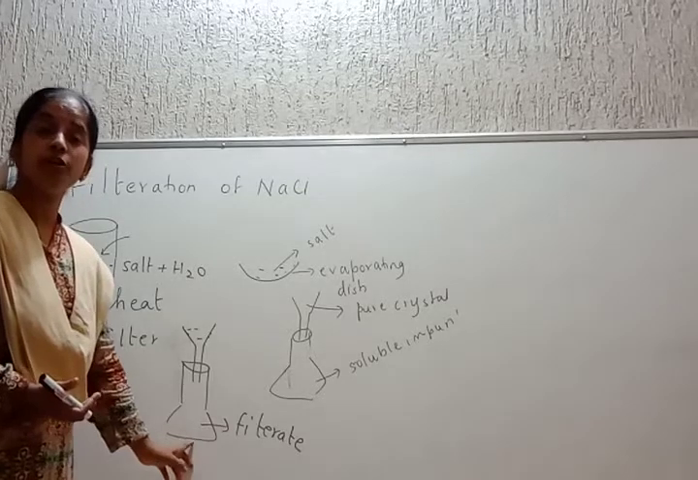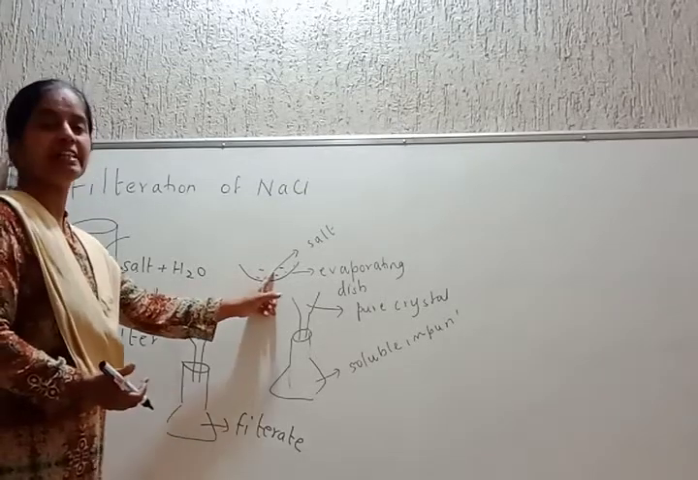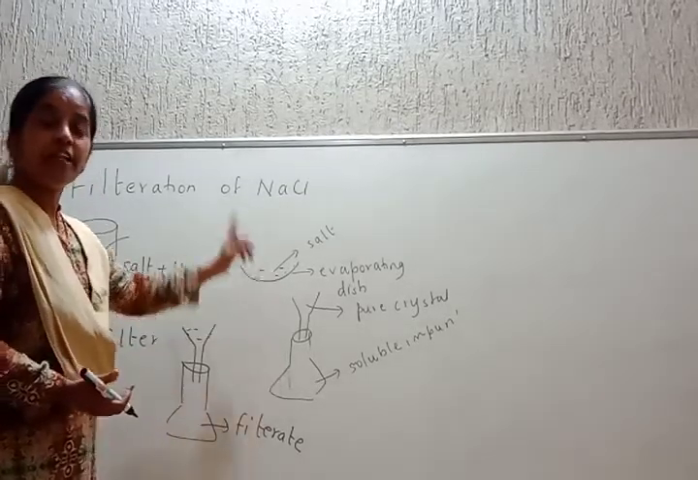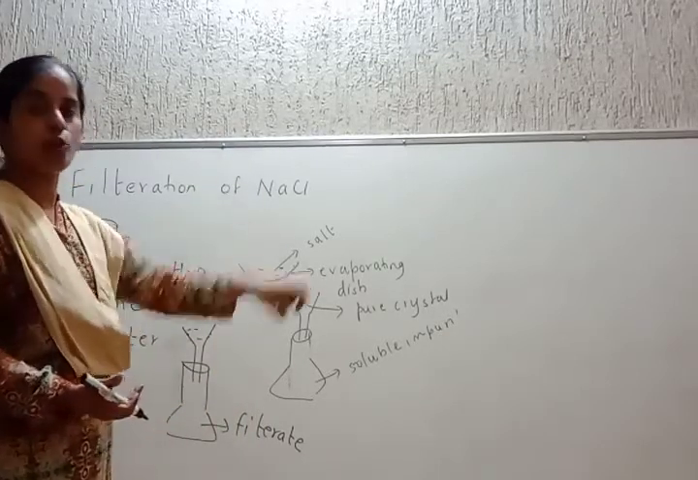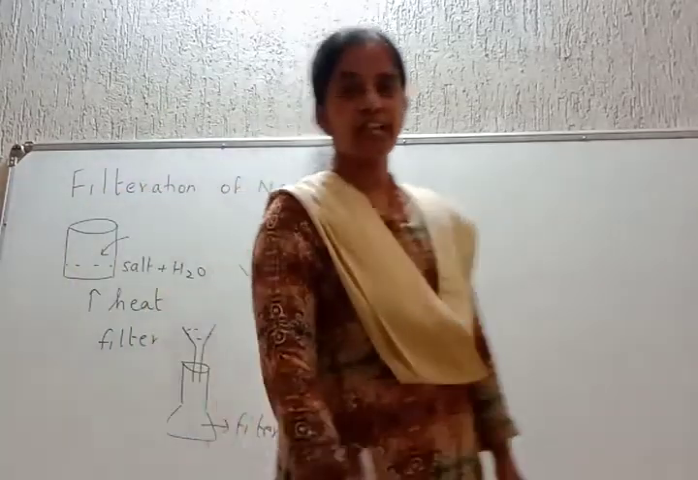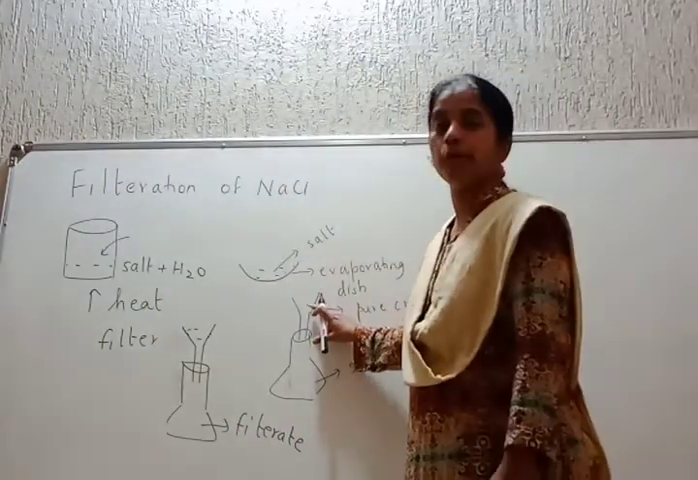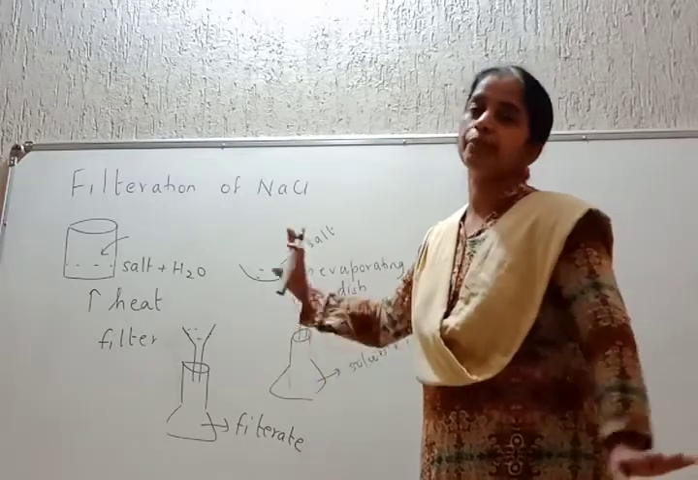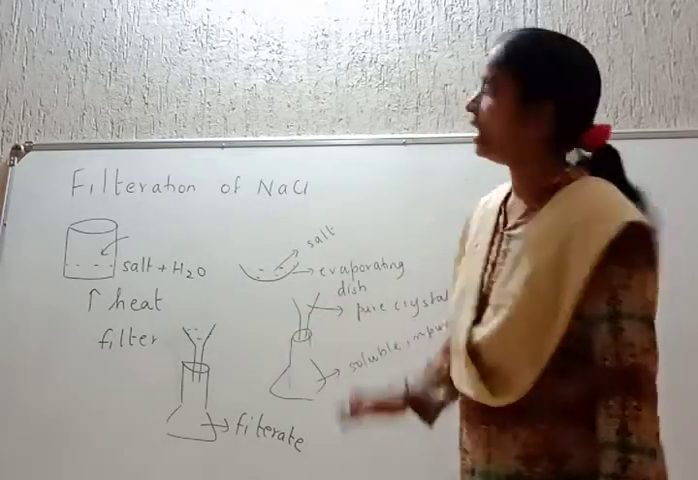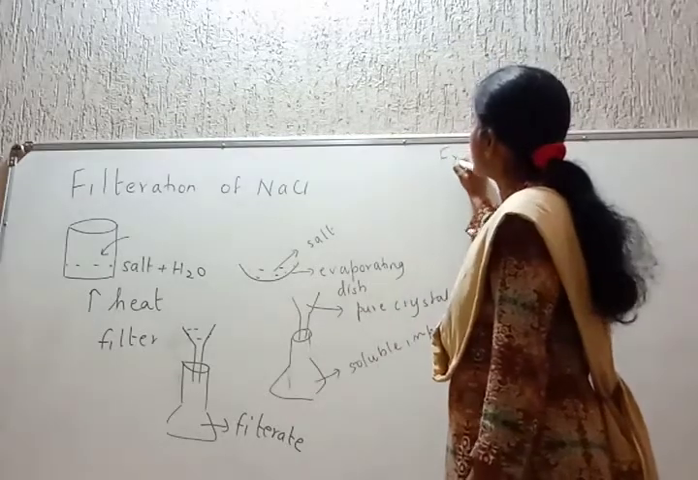Filtrate is removed. Filtrate is allowed to cool by placing it in an evaporating dish. When the filtrate is cooled, crystals of salt separate out and again it is poured over the funnel such that salt crystals in extremely pure form get stuck to the filter paper, leaving behind the soluble impurity. Ends the job.